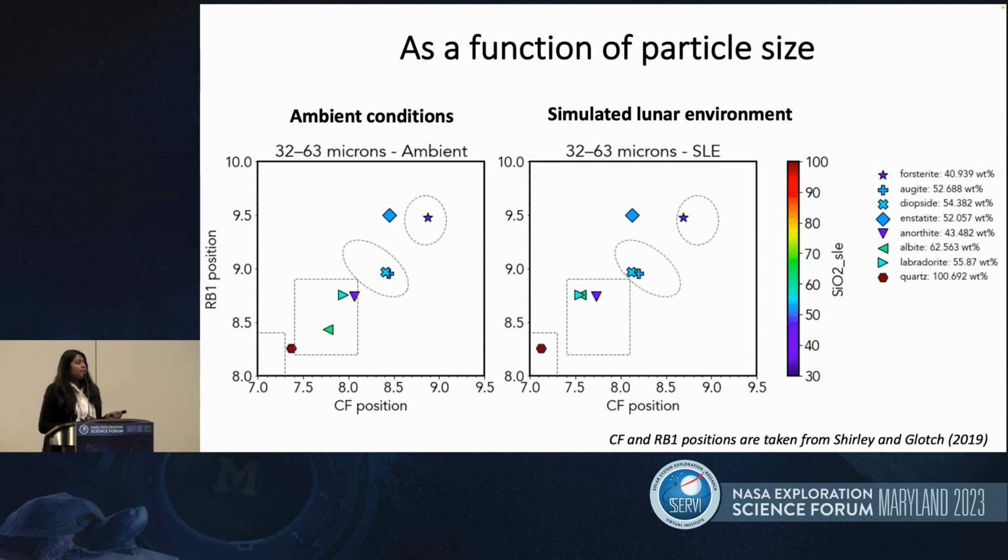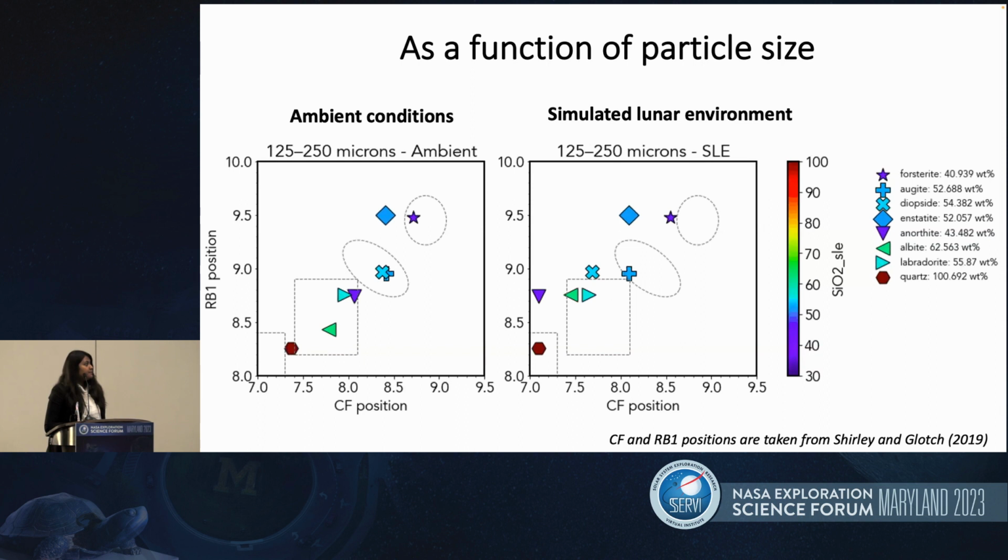But in a simulated lunar environment, the CF has a huge shift in its position with respect to the increase in particle size. So if we do not take care of the particle size of the planetary surface or the regolith we are looking at, we might totally misinterpret a pyroxene of a higher particle size as a feldspathic material of a lower particle size. We could really miscalculate that. But if you plot the CF and RB1 together in this plot, we are still able to say whether we are looking at a pyroxene or a feldspar.